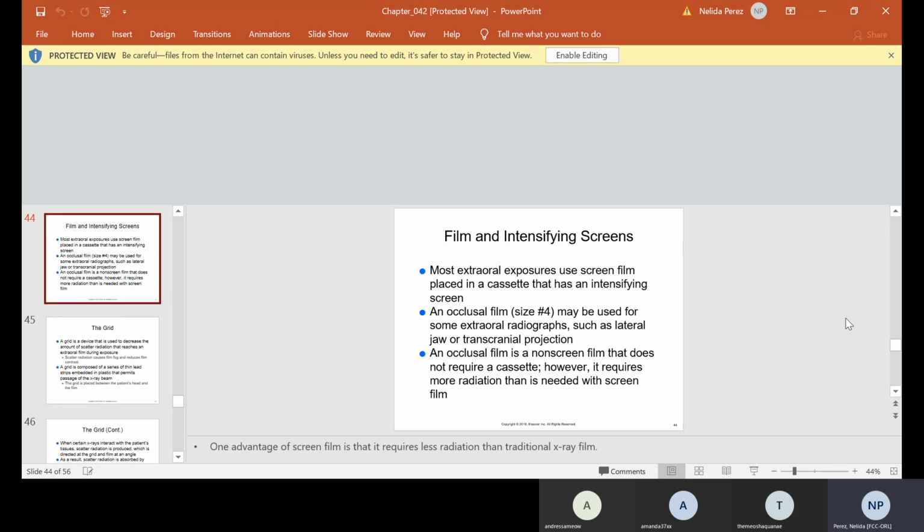Now, these also have film and intensifying screens. Most extraoral exposures use screen film placed in a cassette that has an intensifying screen. And occlusal film, we spoke about this one, size 4. Yesterday, I even showed you an image of a guy holding it in his mouth. It may be used for some extraoral radiographs such as lateral jaw or transcranial projection. Occlusal film is a non-screen film that does not require a cassette. However, it requires more radiation than is needed with screen film.